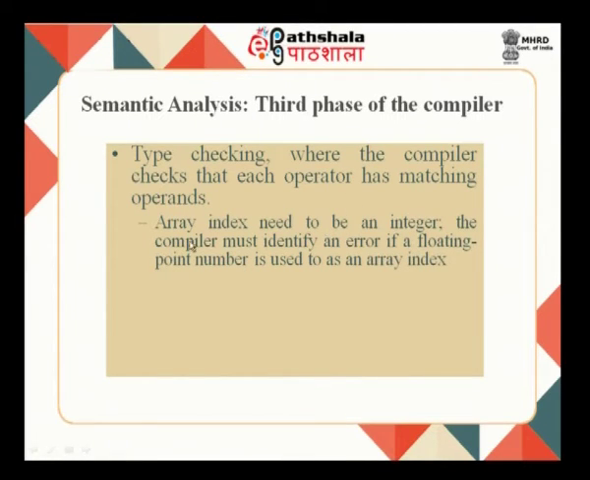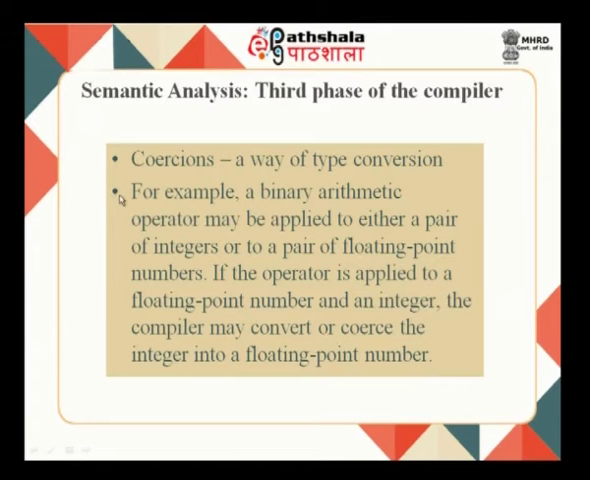One more thing, another few examples: the array index needs to be an integer. Supposing I say a of 100, so 100 is an integer. I am going to check whether this index subscript of an array is going to be an integer or not. If it is floating, it should be an error. So, I just throw an error here and I log the error in my error handler. Whatever errors happen from the first phase till the last phase get logged into the error handler. And you also do what are called coercions, which is an explicit type conversion.